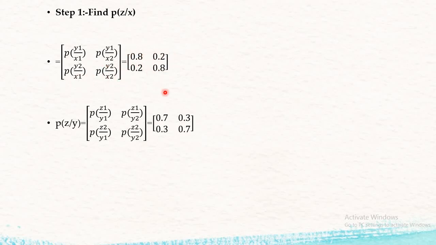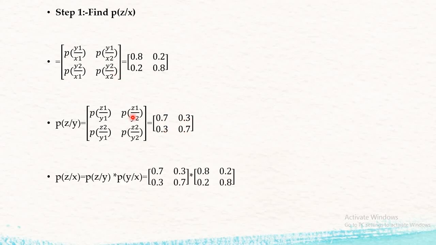This gives you the probability matrix for y by x, and similarly we find the probability matrix for z by y. For z by y, we take the relation between z and y: the probability of z1 by y1, z1 by y2, z2 by y1, z2 by y2. We just note down the values. Once these two are with us, we find the final values of the probability of z received when x is transmitted. The z by x is nothing but the multiplication of z by y into y by x.